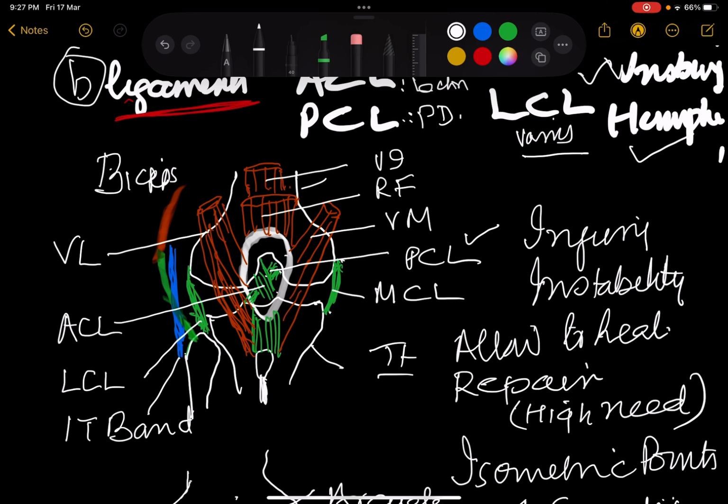Then this is the medial collateral ligament, and this is the lateral collateral ligament. The lateral collateral ligament is held by the tendon of the biceps and the iliotibial band. So that is called the lateral ligament complex. Then the quadriceps muscle, the vastus intermedius, the rectus femoris, the vastus lateralis and medialis come and get attached to the patella, forming the medial and lateral patellar retinaculum, and then through the ligamentum patellae they are attached to the tibial tuberosity.